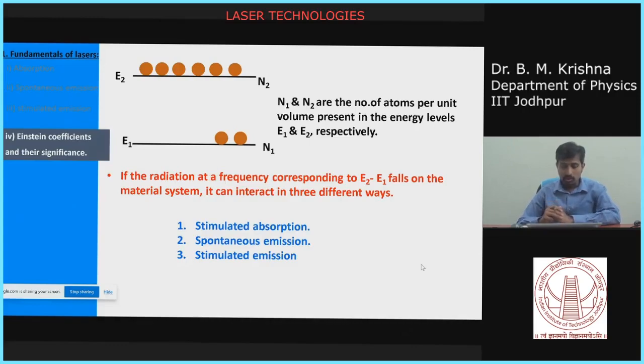In this case, I consider two energy levels E1 and E2. N1 and N2 are the number of atoms or electrons in the ground state and the excited state. N2 are the atoms in the excited state and N1 is the number of atoms in the ground state. Now, if the radiation frequency corresponding to E2 minus E1 falls on the material system, it can interact in 3 different ways. One is stimulated absorption, spontaneous emission, and stimulated emission.